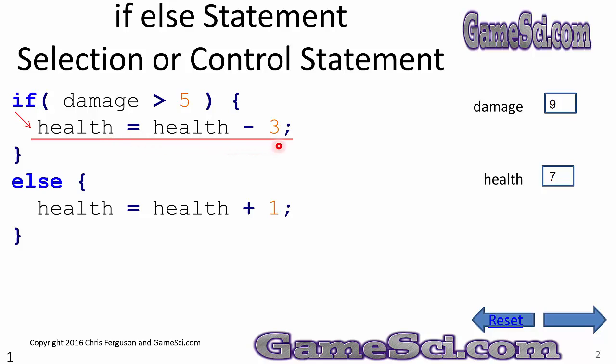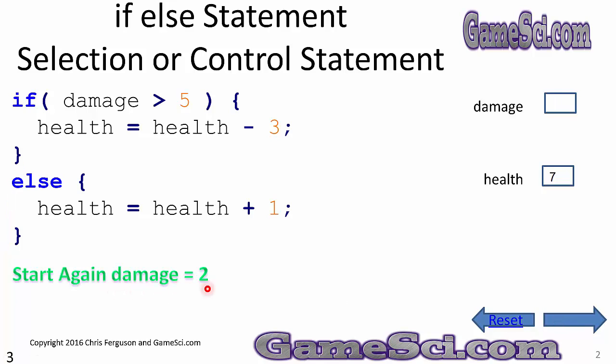Health equals health minus 3. And what happened here is we subtracted 3 from the health variable and it went down to 7. Do you see why it's called a selection statement? We selected this code to execute. What happens when we're done with the code in the if portion? When we're done with the code in the if portion, we skip past the else. This is a two-way decision. You will select one path and skip the other. So we skip past the else and continue on with the program.